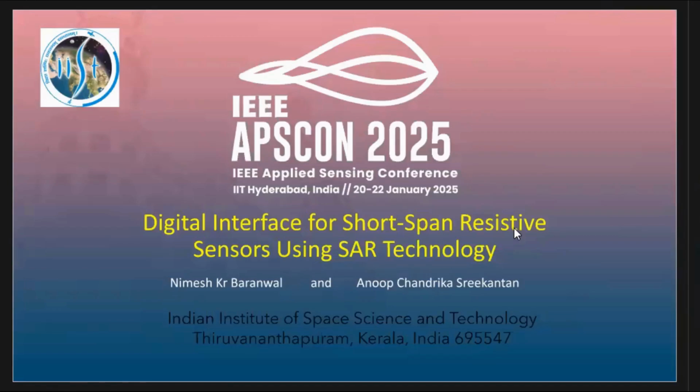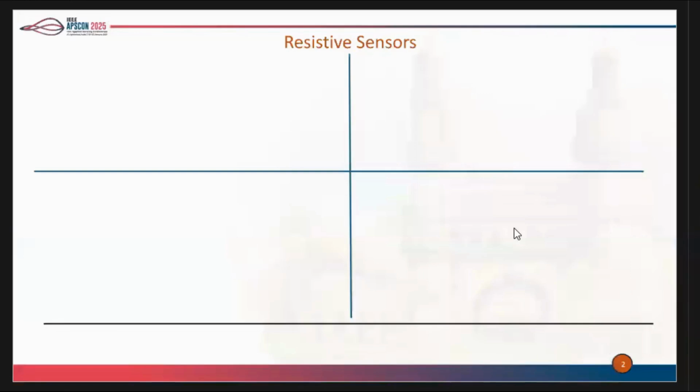So good evening, everyone. I am Nimesh. I will be presenting a digital interface for short span resistive sensors using SAR technology. This was done by me and my guide Dr. Anoop CS at Indian Institute of Space Science and Technology.